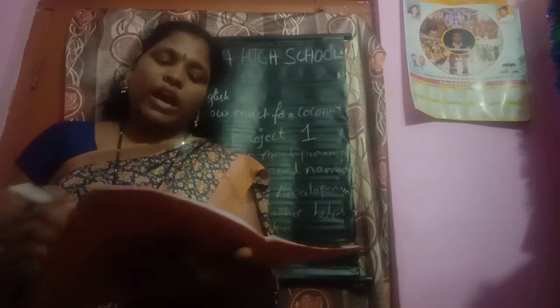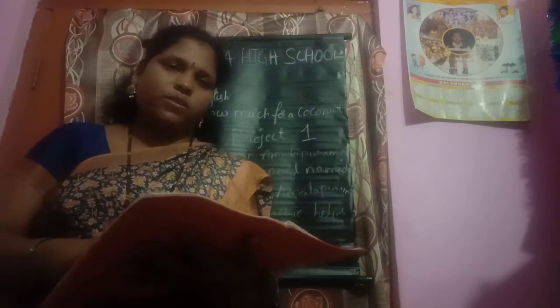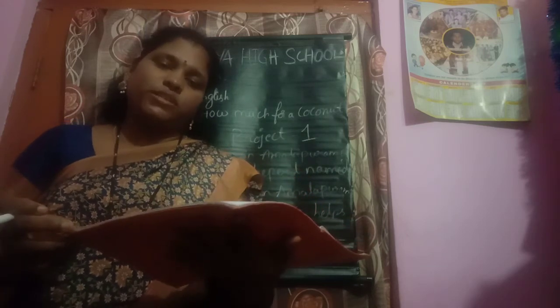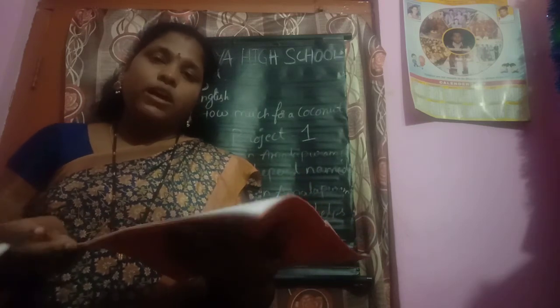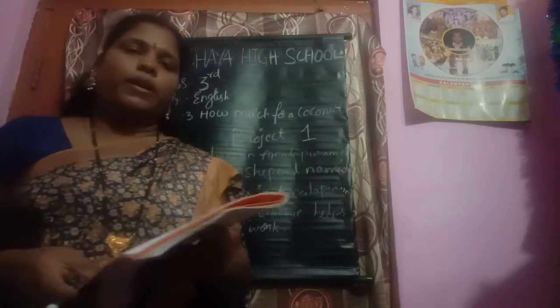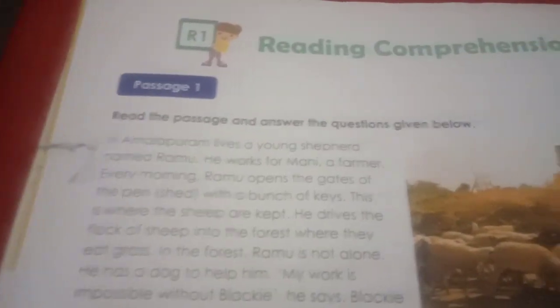Now I will make you read the reading comprehension paragraph once. Okay, children, listen carefully and read after me once. Then you can understand very easily. Take out page number 19, children. Okay, reading comprehension. See here, children. Reading comprehension. Passage 1. Read the passage and answer the questions given below.